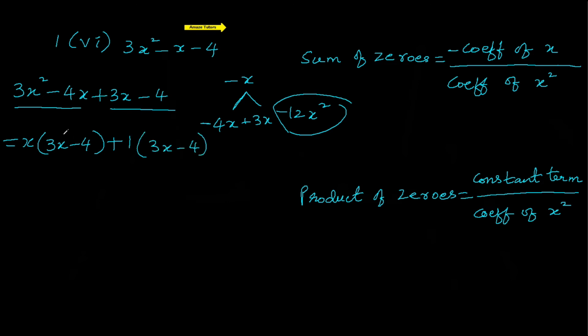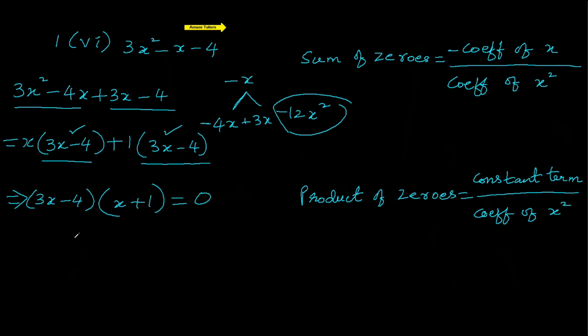I hope you remember the hint I have given in the last video. I told you that these two brackets should be the same. Then only all our previous steps are correct. Now it is the same. That is common. Also take that out. 3x minus 4. Now what is remaining? X plus 1. Now these are the two factors for the given quadratic polynomial.